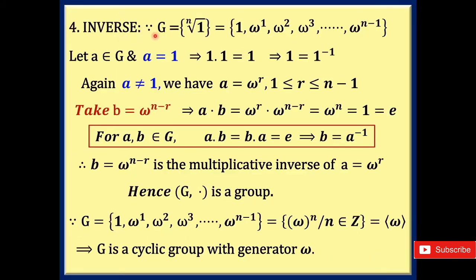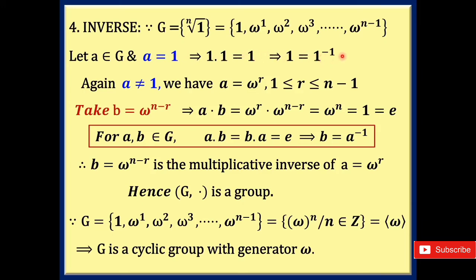Fourth one is inverse. Since G is the set of nth roots of 1, that is the set {1, ω, ω², ω³, and so on, ω^(n-1)}, we prove that every element of G has a multiplicative inverse. Let a belong to G and a = 1. 1 is the first element in G. Here 1·1 = 1 gives 1 = 1 inverse.